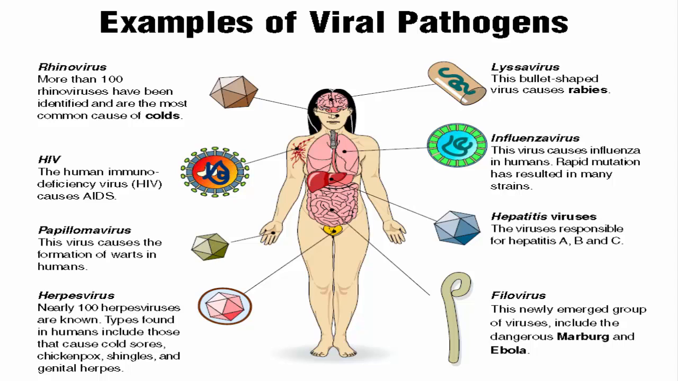The influenza virus, constantly mutating. One of the major killers historically, the flu of 1918, the Spanish flu, causes influenza in humans. Rapid mutation has resulted in many strains. Hepatitis viruses, responsible for hepatitis A, B, and C. If you can get immunizations against those, it's a good idea, even in our country. And then, of course, the fatal viruses, which include Marburg, Ebola, and several other hemorrhagic nasty viruses.